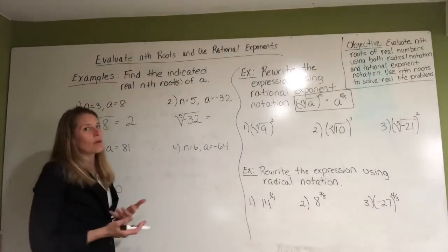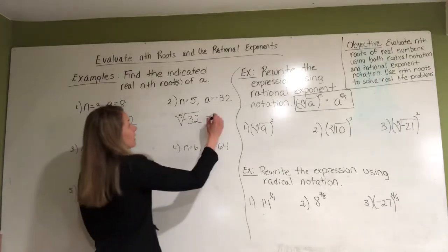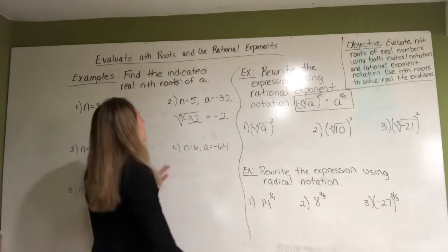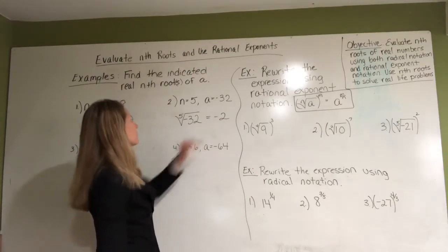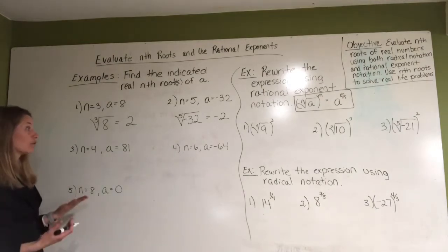So what is that number that multiplies by itself 5 times to get negative 32? You guessed it, negative 2, I'm sorry. So again, one solution there and one solution there because they were odd roots. So one real solution for each.